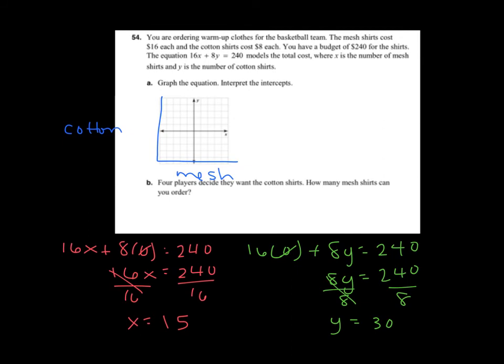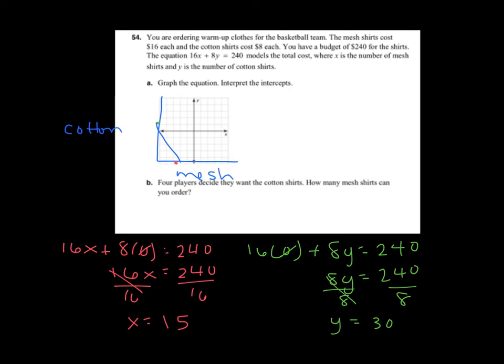Okay, so I'm going by 5s, so if my x-intercept is 15, that would be 5, 10, 15. And my y-intercept is 30, so 5, 10, 15, 20, 25, 30. And now that I have 2 points, I can draw a line.